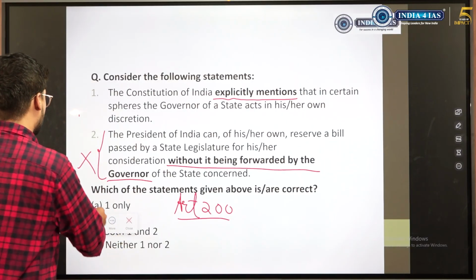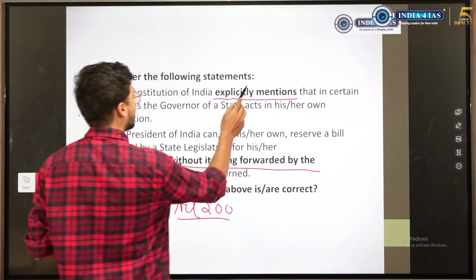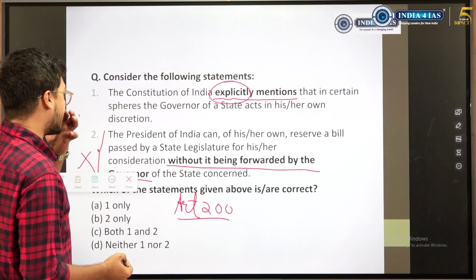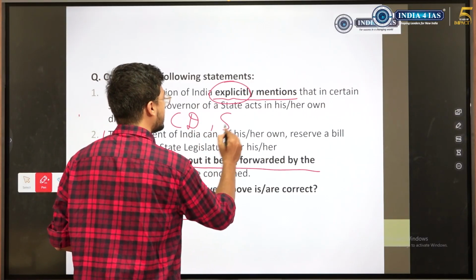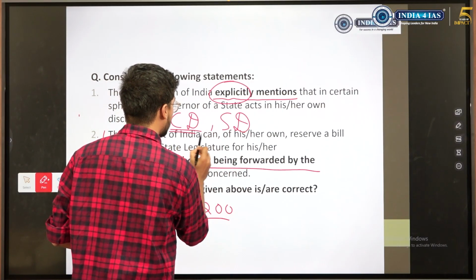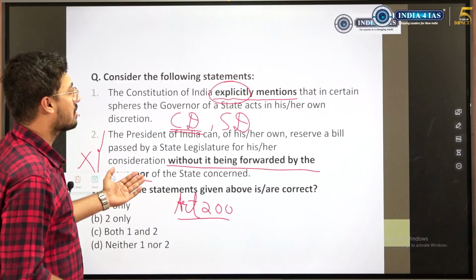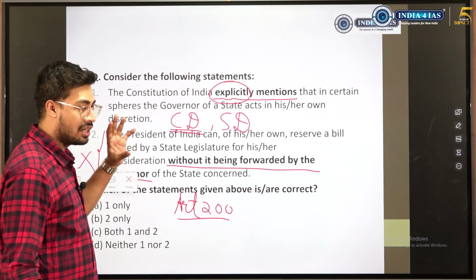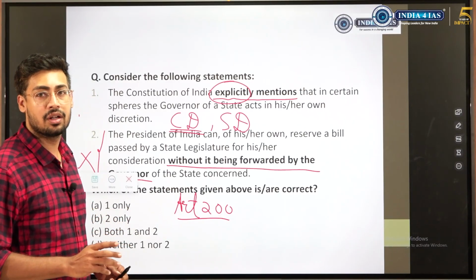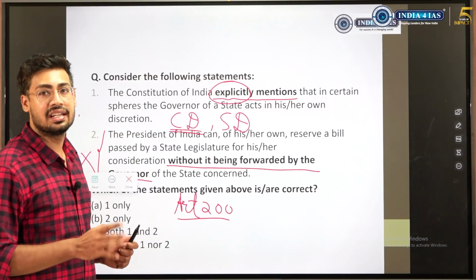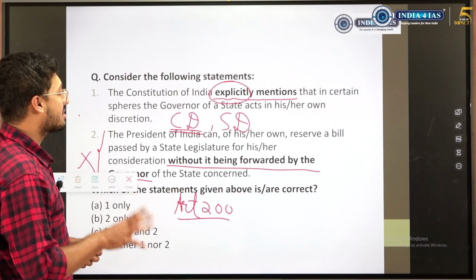So this is wrong. Also, the Constitution of India explicitly mentions, now this word explicitly has been given, mentions that in certain spheres the governor of a state acts on his or her discretion. There are 2 types of discretion. One is constitutional discretion, one is situational discretion. Constitutional discretion has been mentioned both for the president as well as the governor, that when there are certain grounds, then the president or the governor can act on their discretion, such as when there is no majority in the house, then allowing a certain party to form the government, or when a house does not have a majority, then dissolving the house. So these are the discretionary powers which the president and the governor have, and this has been explicitly mentioned in the constitution.